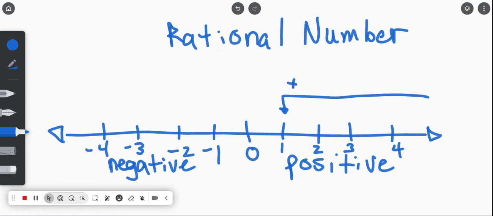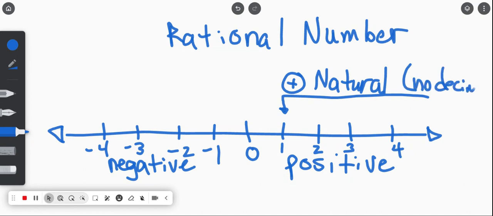Well, the first classification that we have is going to start here at 1. And these are going to be all of our positive numbers. And we're going to call these natural numbers, natural counting numbers. And we're going to say no decimals. And that goes on into infinity. 1, 2, 3, 4, 5, 6, on into 1,000, 10,000, a million, 2 million, billion. So those are our natural numbers.